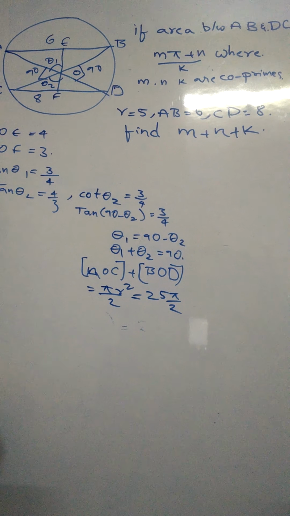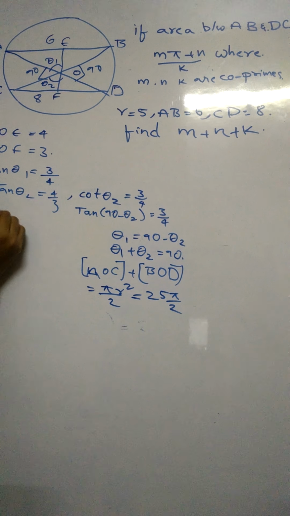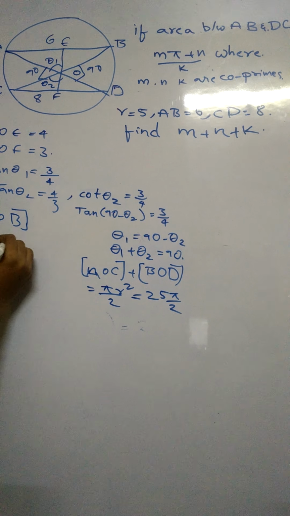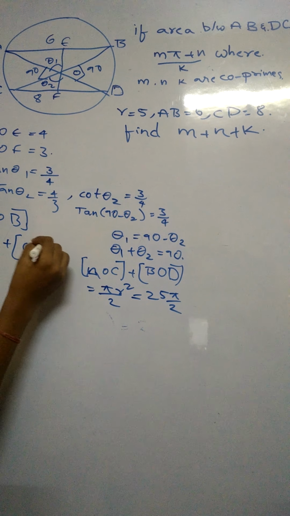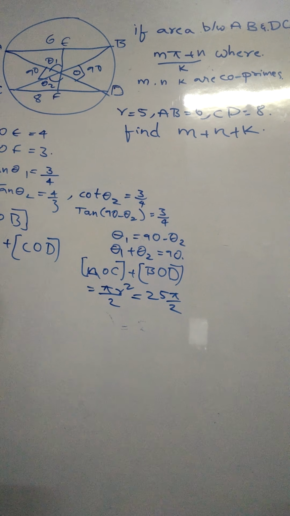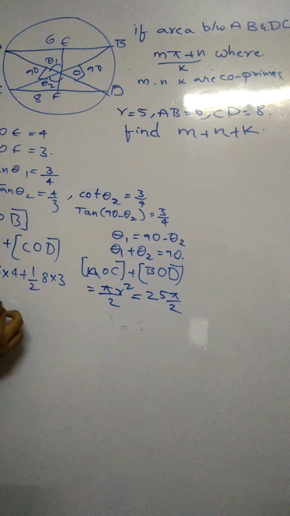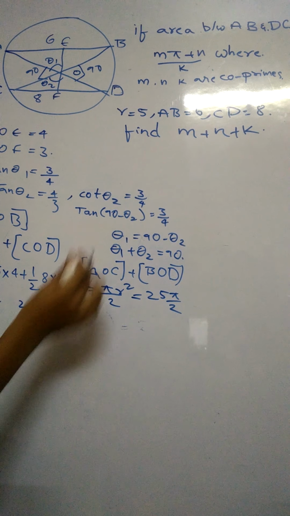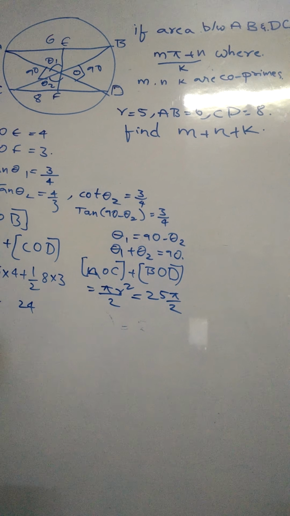Now we will write area of AOD, AOB plus area of COD. Area of AOB will become half into 6 into length of EO, that is 4, plus half into 8 into length of OF, that is 3. This will become 24. If we add this area and this area, we will get area between AB and CD.